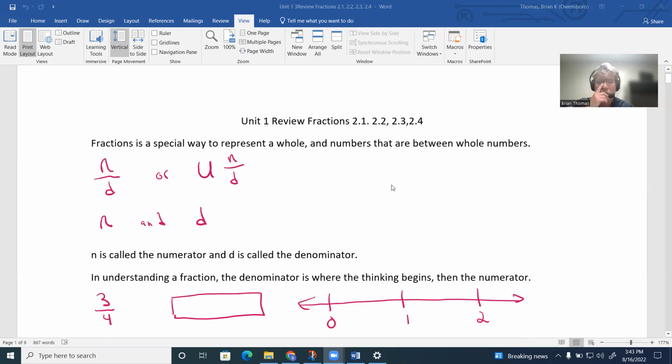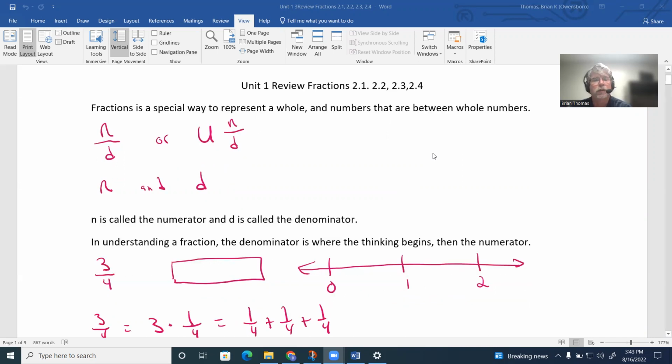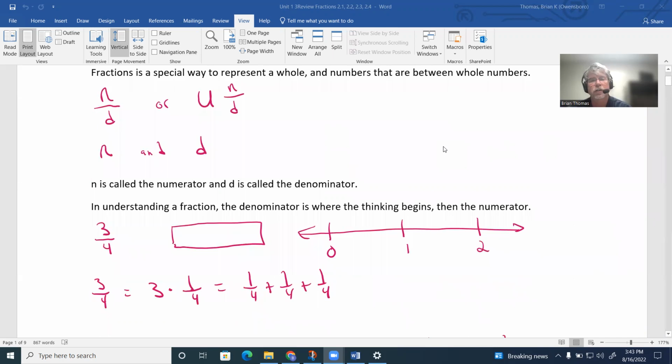On your calculator, you'll be seeing these symbols, n over d and un over d. And n and d are going to be really important in our vocabulary today. N is typically the numerator and d is called the denominator. As we said, in understanding a fraction, the denominator is where the thinking begins. Then we focus our attention on the numerator.